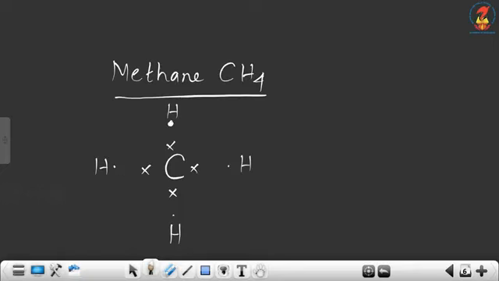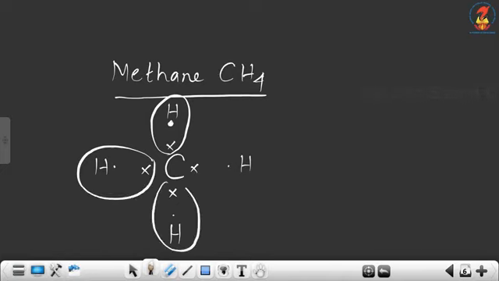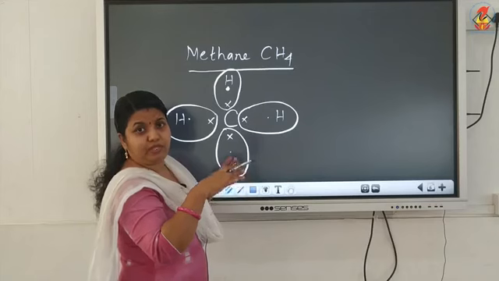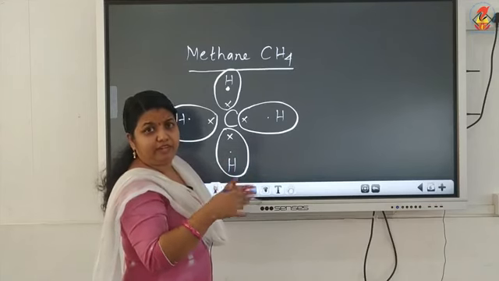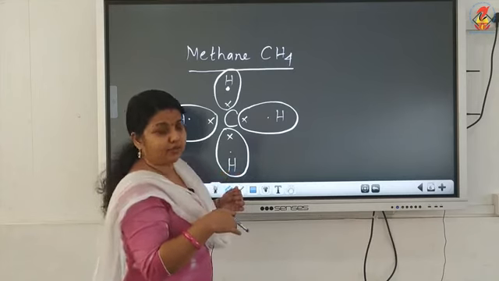Now let's take the hydrogen atoms first. Each hydrogen atom needs one more electron to attain stability. So it shares 1 electron each from the carbon atom. Now look inside the circle of all hydrogens. All of them are stable. They have attained the configuration of helium, isn't it? Now look at the central atom, carbon atom. Carbon already has its own 4 electrons. It needs 4 more electrons. So carbon has given its 4 electrons for sharing to each of these hydrogen atoms. In return they have to give their electron for sharing to carbon.